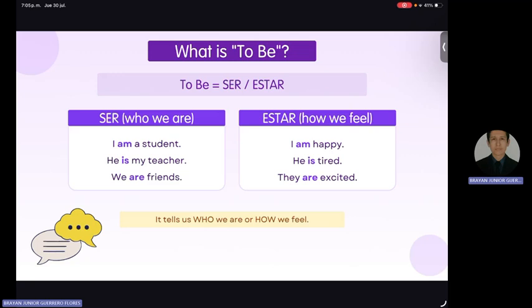The verb to be tells us who we are and how we feel. For example, who we are: I am a student. He is my teacher. We are friends. And how we feel: I am happy. He is tired. They are excited. So we use it to tell who we are and how we feel.